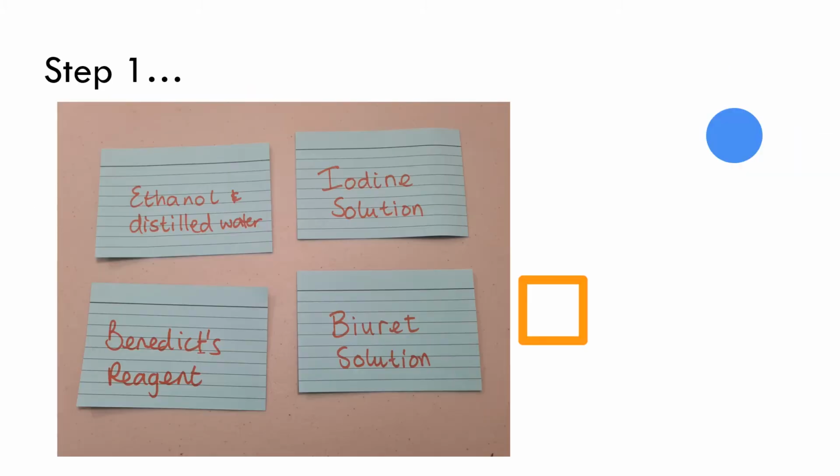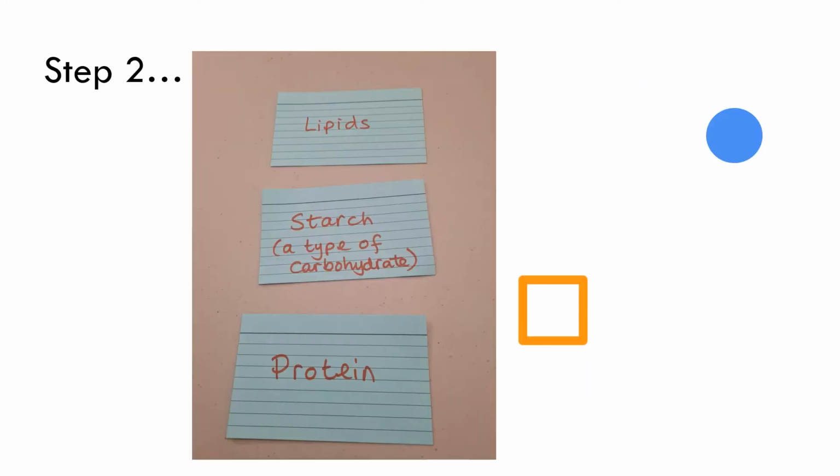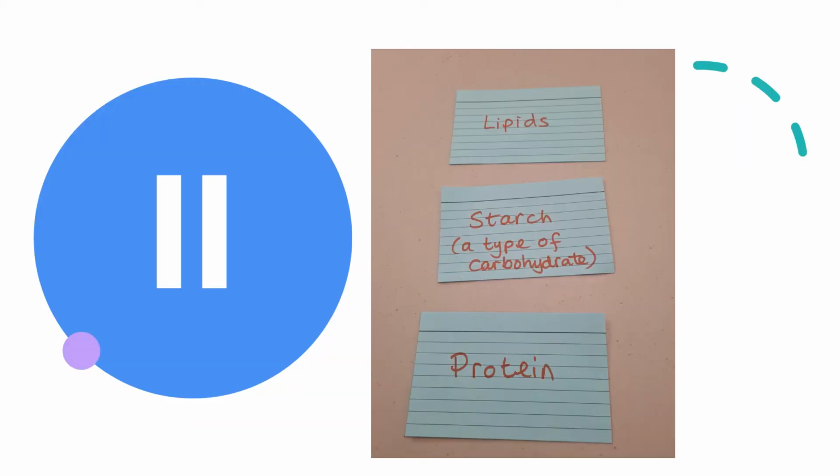Step 1. Write the names of each reagent onto an individual flashcard. Press the pause button now to complete this. Step 2. Write the names of each food group, such as protein, starch, simple sugar, and lipid, onto individual flashcards. So you can complete this, you can press the pause button now.